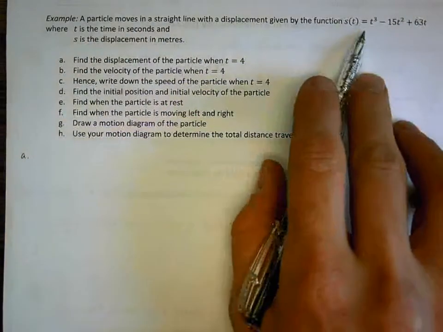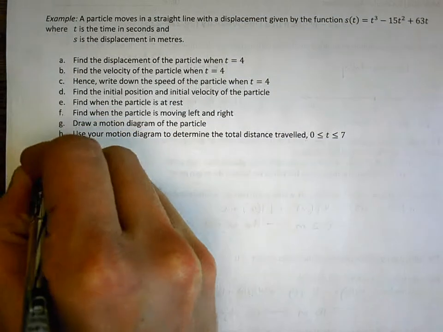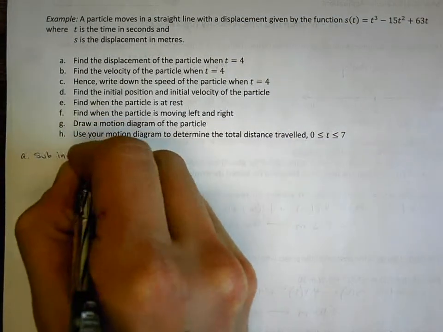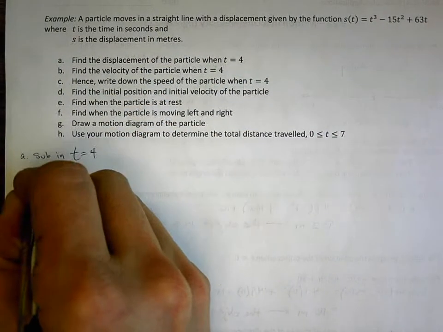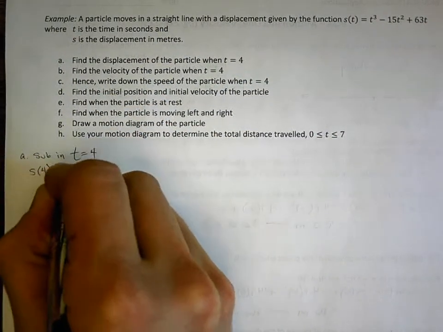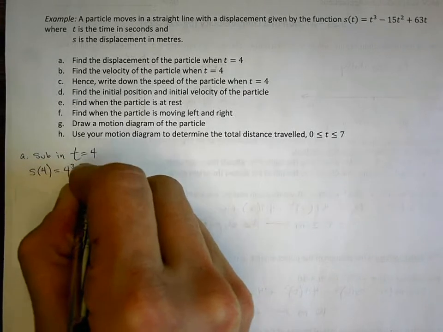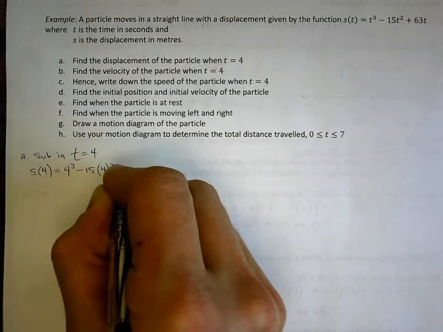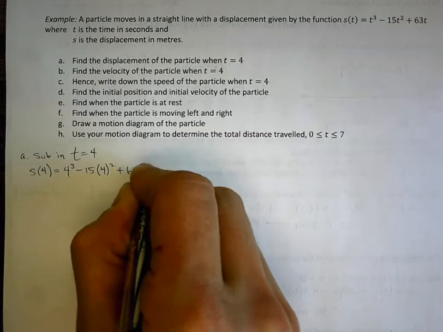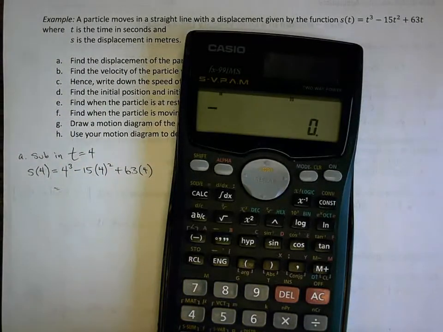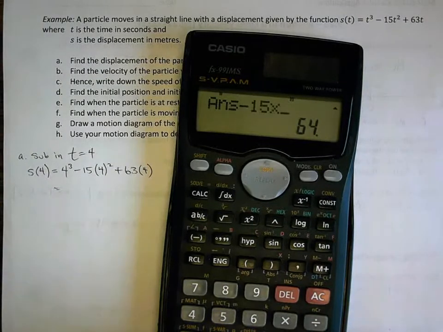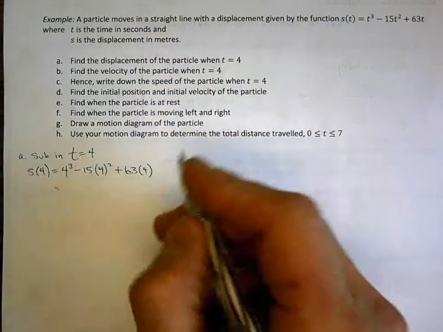Well, this is my displacement function. So that means I just have to sub in t equals 4, because displacement I can just read right off of this equation. So I have s at 4 is equal to 4 cubed minus 15 times 4 squared plus 63 times 4. Again, with these real life questions that have difficult numbers, you will always have a calculator to help you. And I got 76.